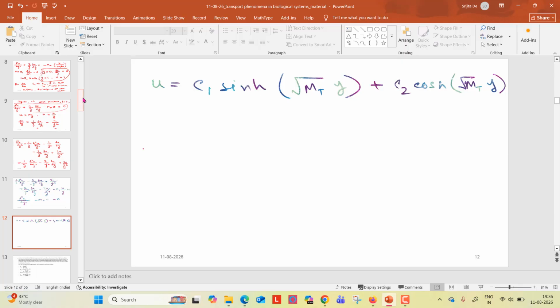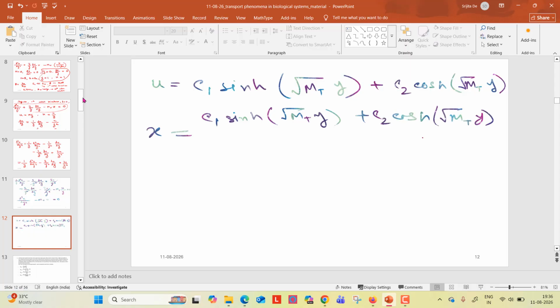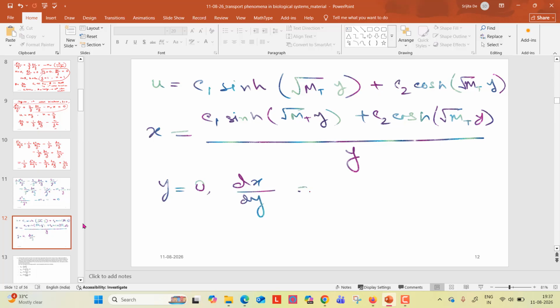Now you will put the value. So u was x into y, right? So x will be c1 sine hyperbolic root mty plus c2 cos hyperbolic root mty divided by y, right? So from the boundary condition we have seen that at y equals to 0, dx/dy equals to 0. That means x is a finite value, right? So we will take limit in both direction.